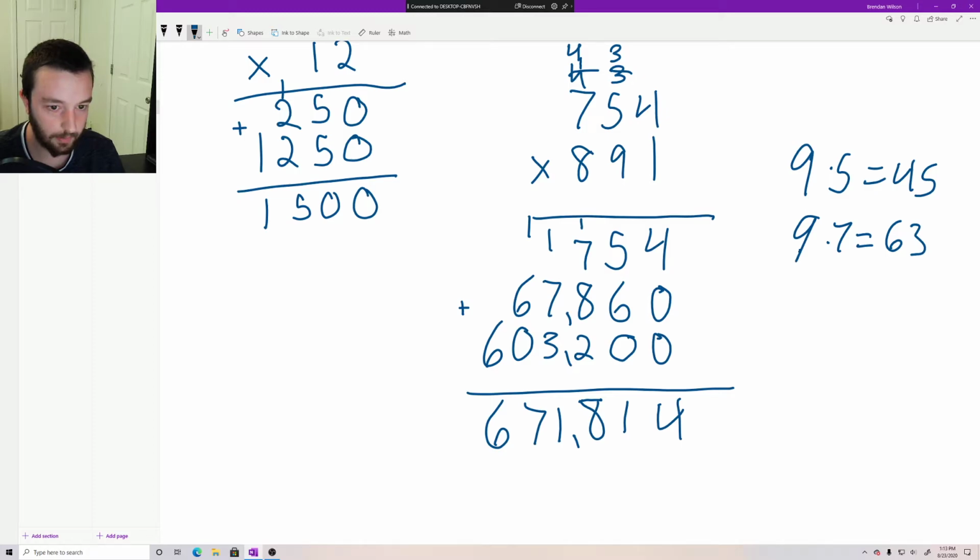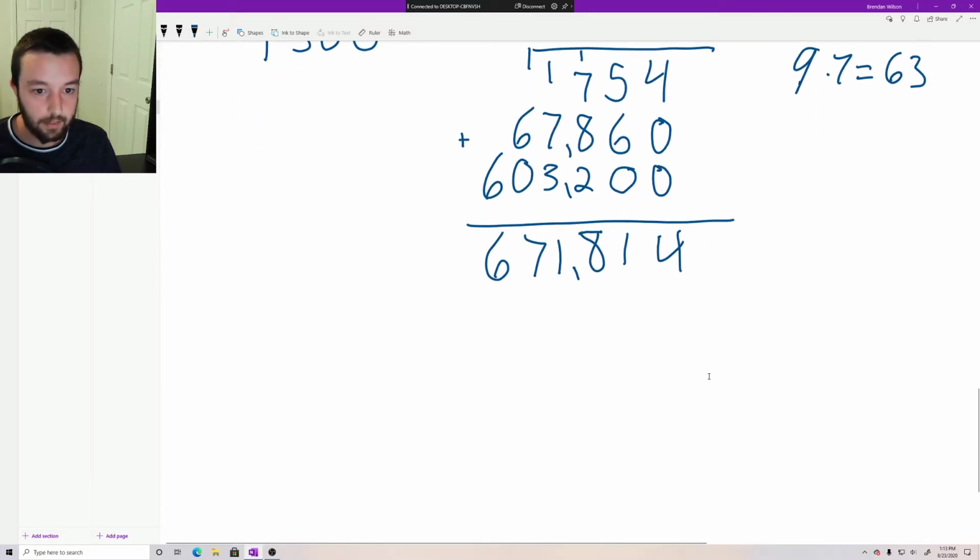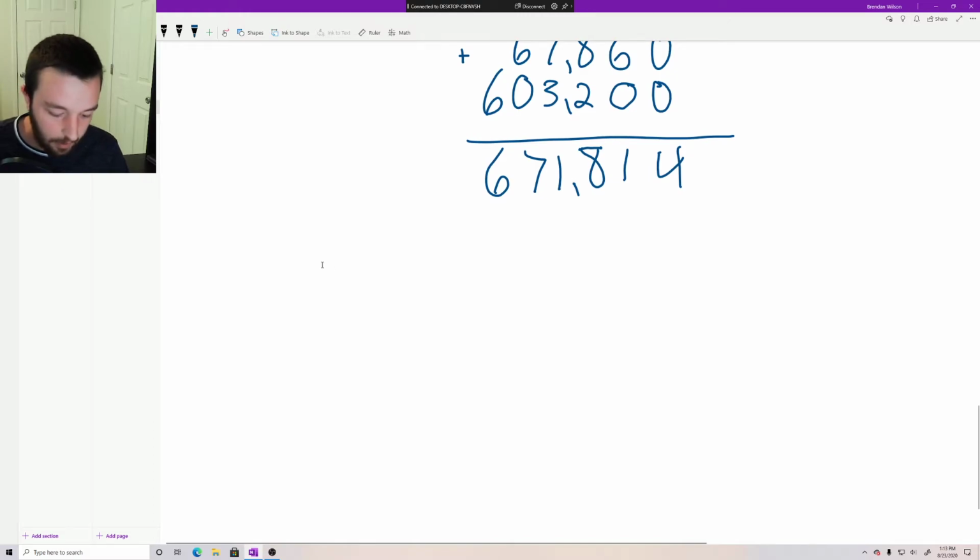Now, there was a lot of places where that could have gone wrong, so let's throw it in the calculator just to make sure that we did it correctly. And I get the same thing, 671,814. So we can confirm we did it correctly. Okay. So this is the exact process we'll use for all of these problems. So just do some examples on your own, and make sure you have it down.